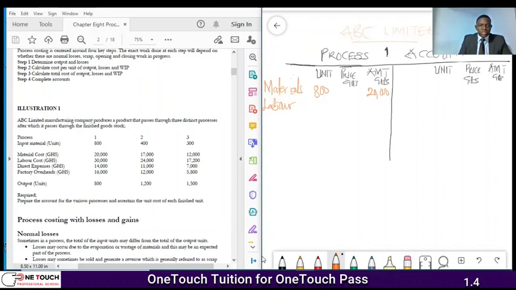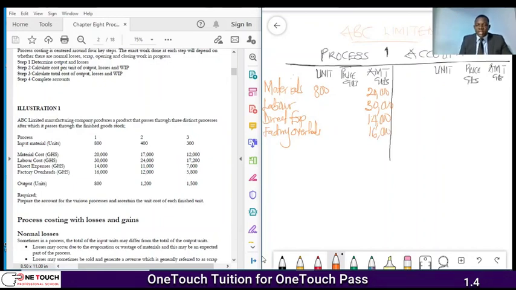And labor costs was 30,000. We add direct expenses of 14,000. Then we add our factory overheads also, which is 16,000. Good. So that's process 1.